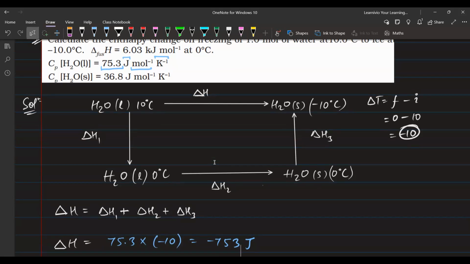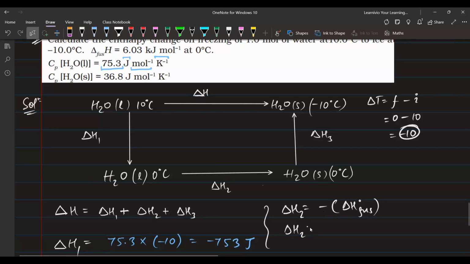It is going from liquid to solid, which is the opposite of solid to liquid. They have given us the enthalpy of fusion of water. What is enthalpy of fusion? Fusion is solid to liquid. But we have been given liquid to solid, so we will just reverse it, yes or no? Yes, sir. This is your delta H2. Delta H2 is equal to negative of delta H fusion.